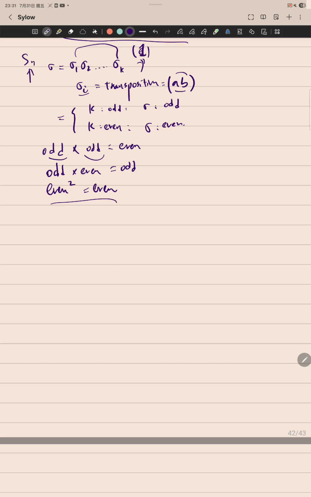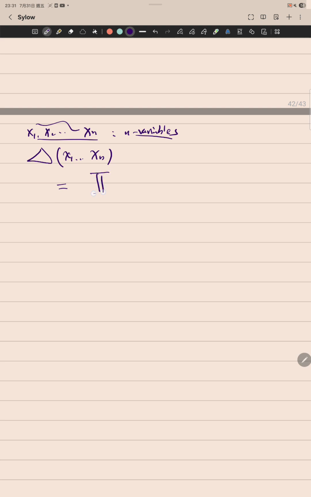Another way that one can define it is using linear algebra. If I give you x1, x2, up to xn, these are n variables, you can view it as a polynomial in n variables, and you consider the following multivariate polynomial Delta(x1, ..., xn), defined to be the product over i less than j, with 1 less than or equal to i, j less than or equal to n, of (xi minus xj).